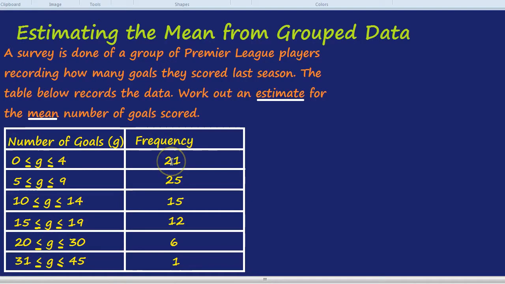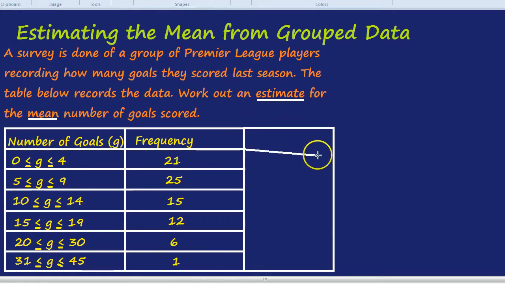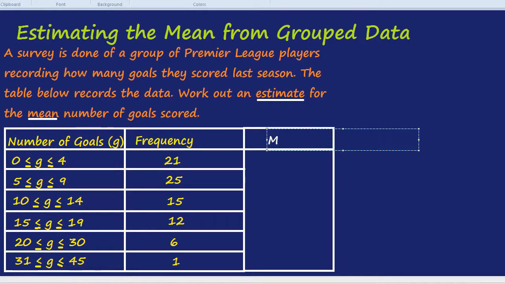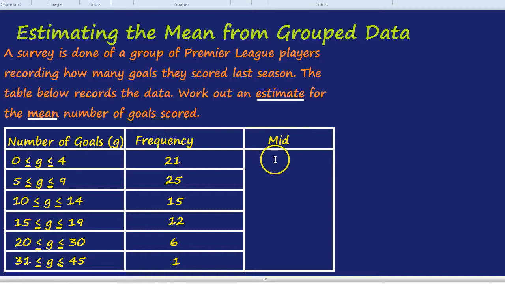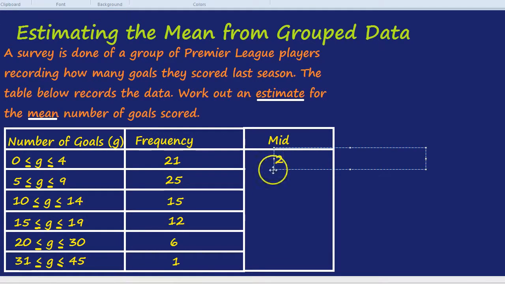What would you estimate for the number of goals that they did score though? What you need to do, and sometimes in the exam you'll be given an extra column in which to do this, but if you're not, you can simply draw one, is find the midpoint. The midpoint of 0 to 4. What is the midpoint of 0 to 4? If you're not sure, you can add the two numbers up and then divide by 2. 4 plus 0 is 4, and 4 divided by 2 is 2. So the midpoint is 2.